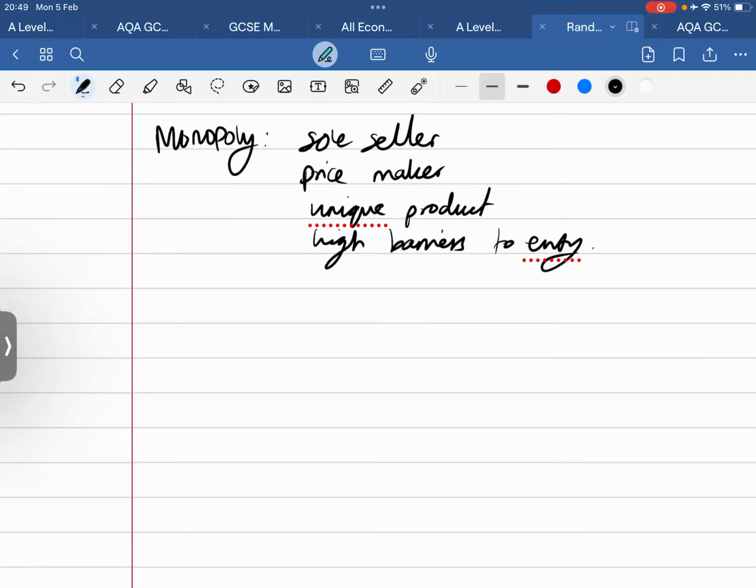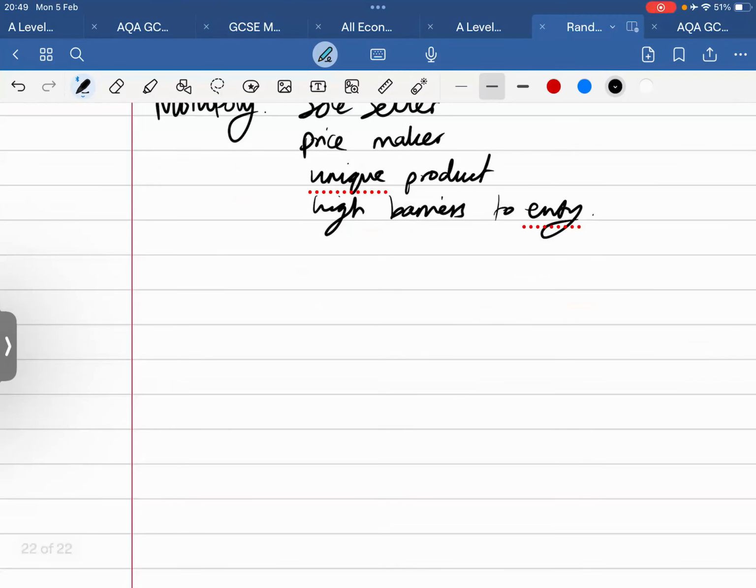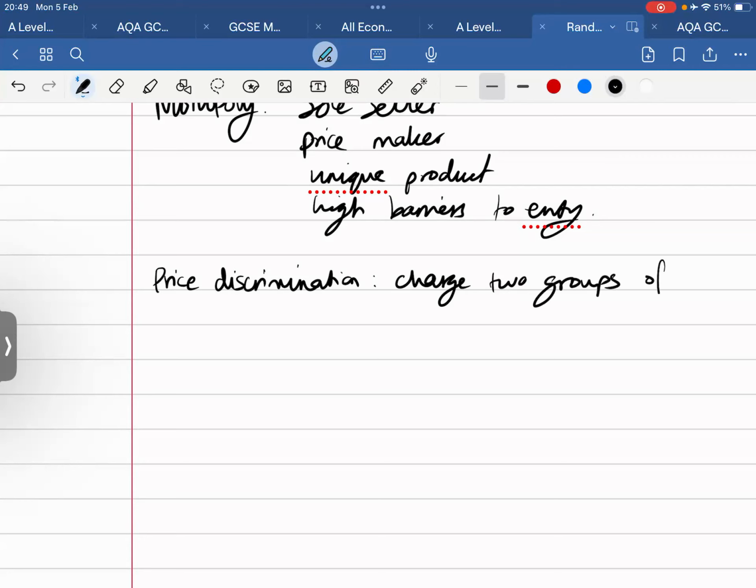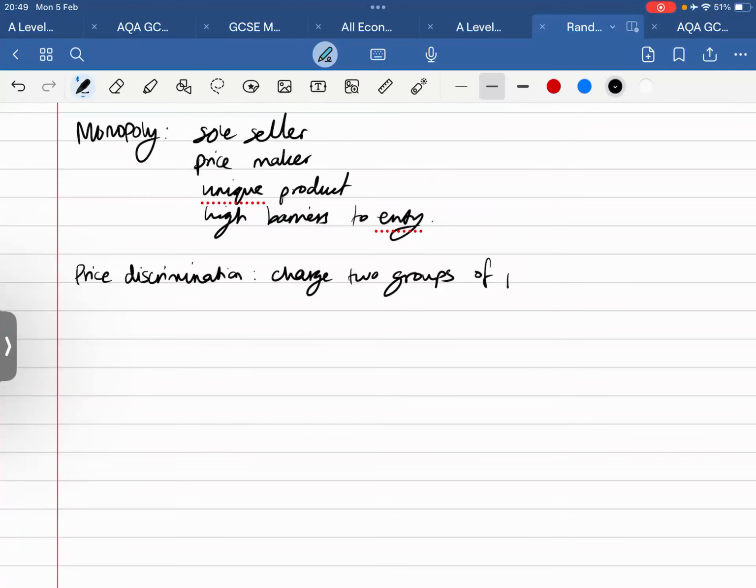One thing that monopolies might do, or even oligopolies, they have a lot of price making power, but not only would they profit maximize, they might also do something called price discrimination. Price discrimination is when you charge different prices in the same market. So two groups of people. The key thing is groups of people, different prices for the same good.